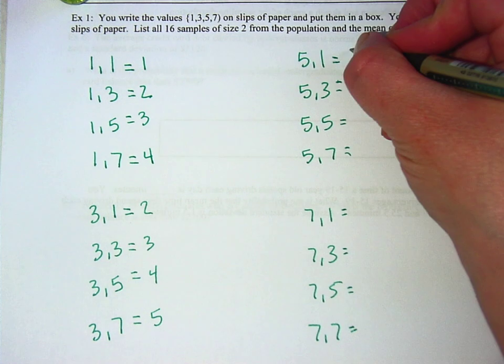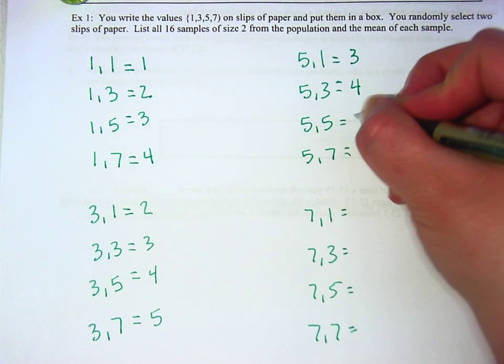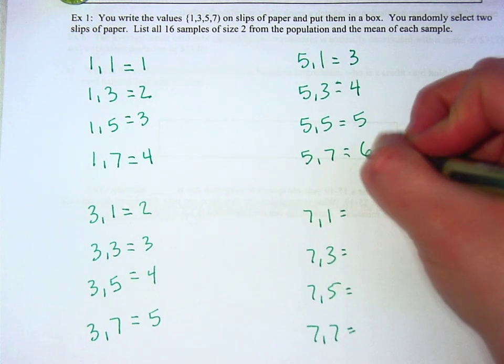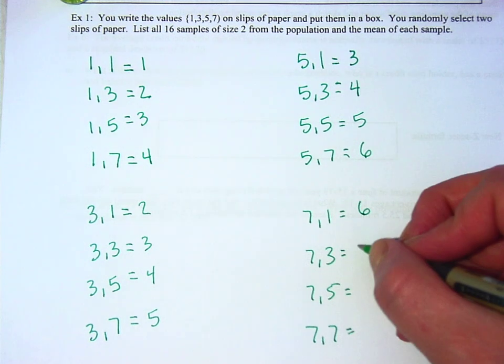5 and 1, average is 3. 5 and 3, the average is 4. 5 and 5 is 5. 5 and 7 is 6. 7 and 1 is 6. 7 and 3 is 5.